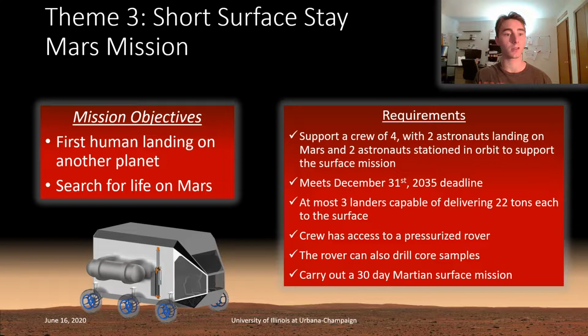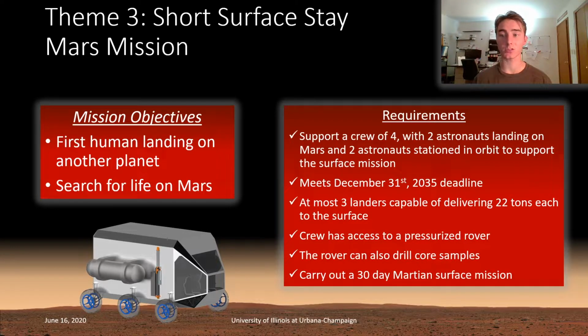Let's start off with the objectives and requirements for Theme 3. The two mission objectives for this theme are to achieve the first human landing on another planet and search for life on Mars. Searching for life on Mars greatly impacted how we structured the surface operations. In addition to achieving these two objectives, SHIELD also satisfies multiple other requirements set for Theme 3. The full list of requirements are shown on the right.